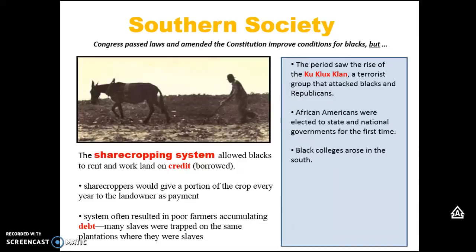Many former slaves were trapped on the same plantations where they were slaves. So it was just another form of labor. And they didn't get paid a lot for it, so it was really similar to slavery because most of them stayed and worked on the same plantations that they were slaves on.